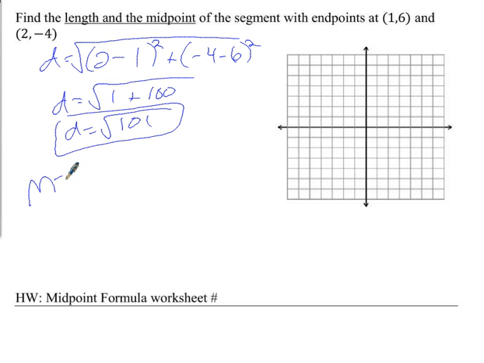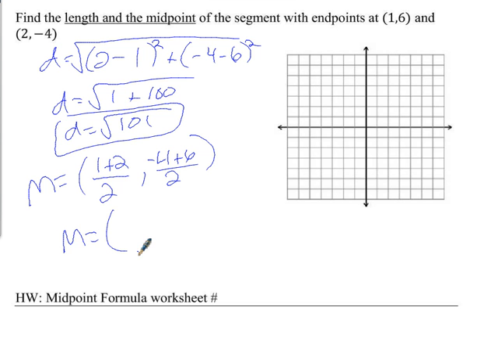M equals parentheses. What are we looking for here? What is x1 plus x2 over 2? What are we actually doing there? Averaging the x coordinates. So we have what? 1 plus 2 divided by 2, comma, negative 4 plus 6 divided by 2. So M equals parentheses 3 halves, comma, 2 halves, which reduces to 1.